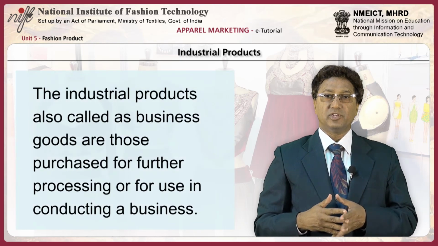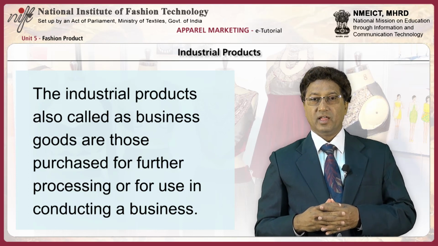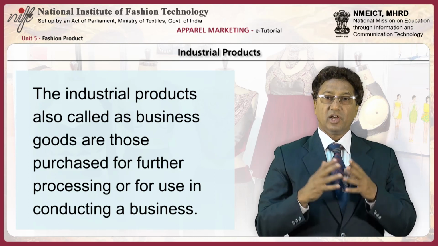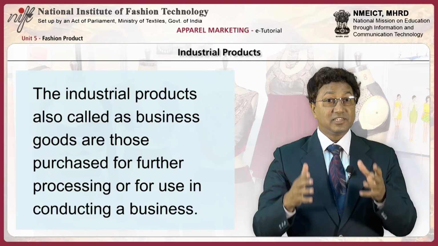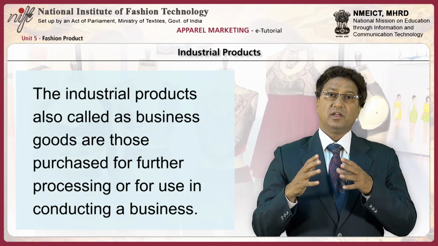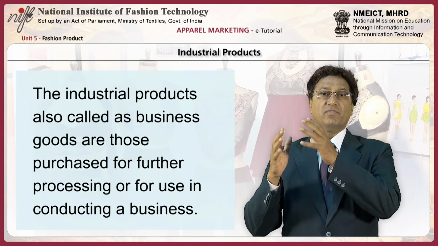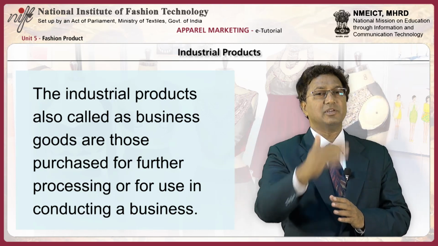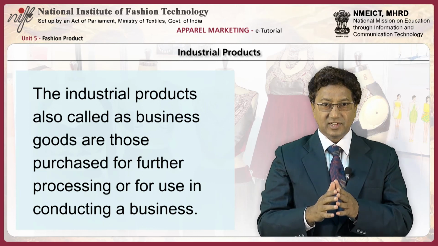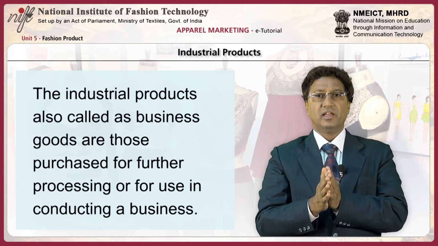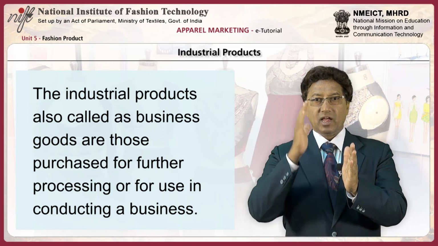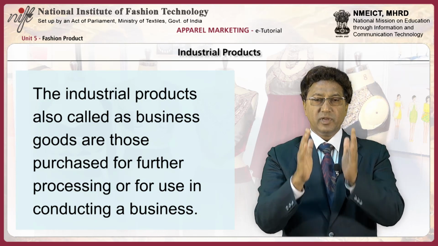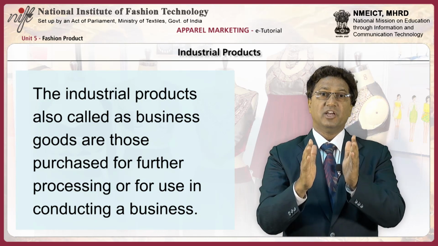Now let us come to the industrial product. The industrial products, also called business goods, are those purchased for further processing or for use in conducting a business. Thus, the distinction between the industrial product and the consumer product is based on the purpose for which the product is bought.